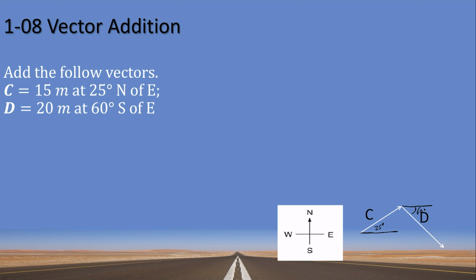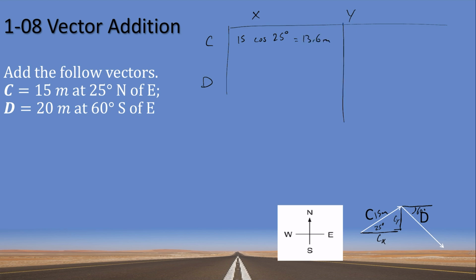So what I'm going to do is make a table. I'm going to have x, y, vector C, vector D. And then I'm going to get my components. So this would be Cx, that one would be Cy, and C itself is 15 meters. So x, that's my adjacent. So Cx would be 15 meters times cosine of 25. I use cosine because it's the adjacent, which is 13.6 meters.